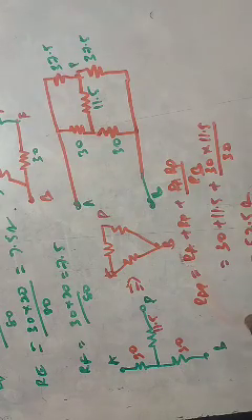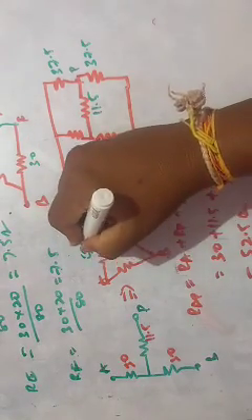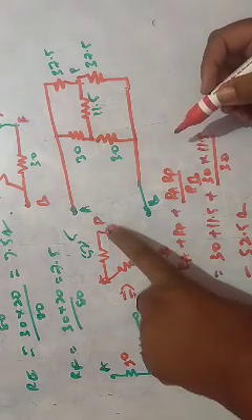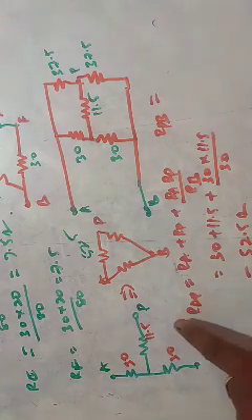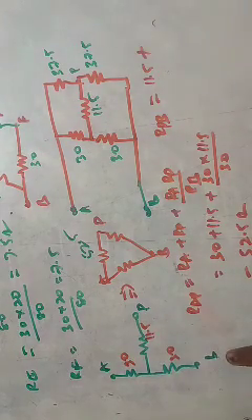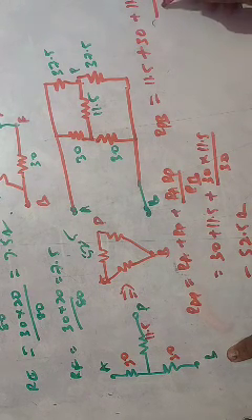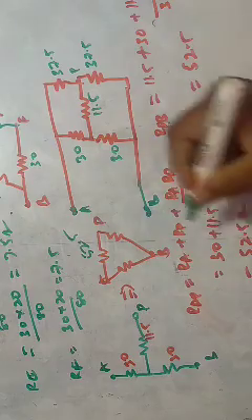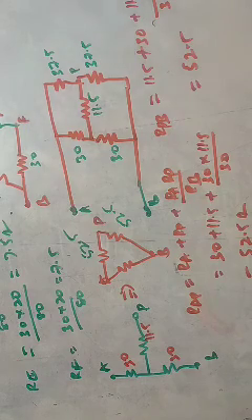Similarly, RAP is 52.5. Next, what I need is RPB. RPB means I should take RP and RB. RP is 11.5 plus RB is 30, plus 11.5 into 30 whole divided by 30, which is the same answer, 52.5. This is also 52.5.